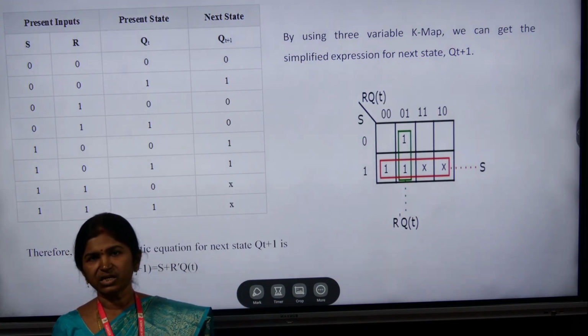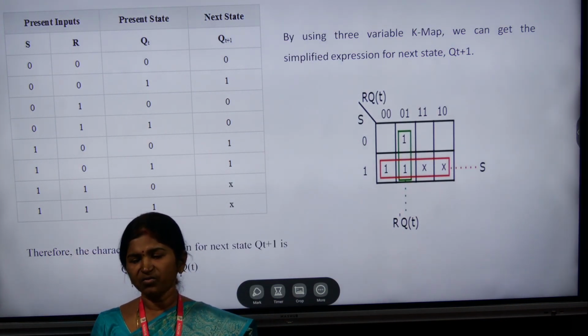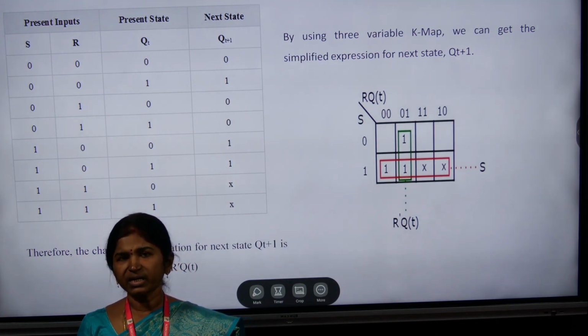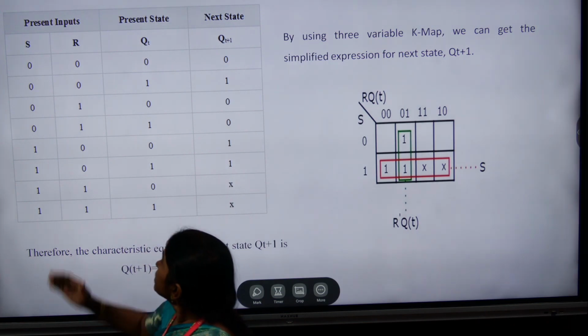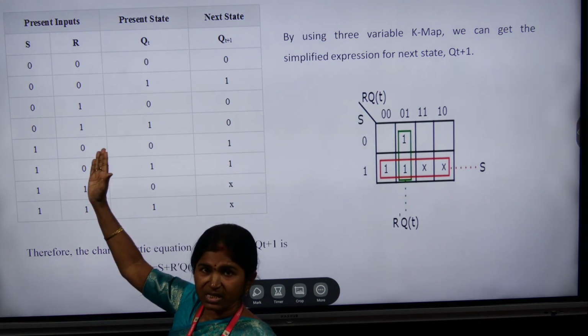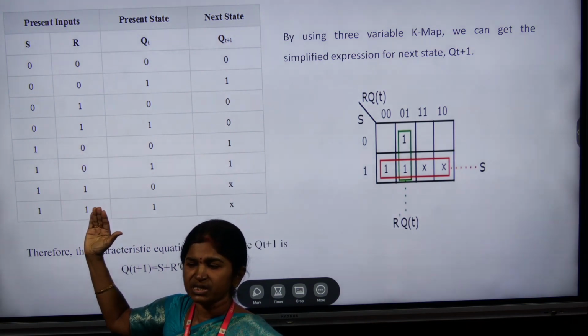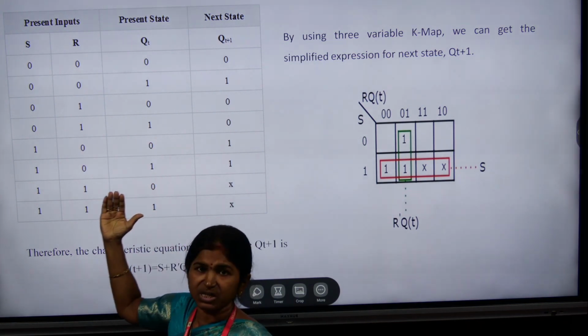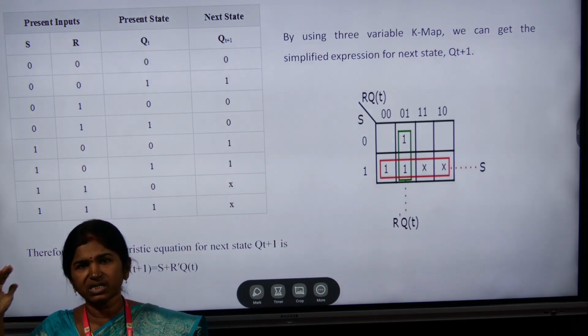First, the characteristic table of the SR flip-flop. In order to write the characteristic table of the SR flip-flop, we have to write first the present inputs, that is S and R are the flip-flop inputs, and Q(t) represents the present state and Q(t+1) represents the next state. So this is the structure of the characteristic table of the SR flip-flop.